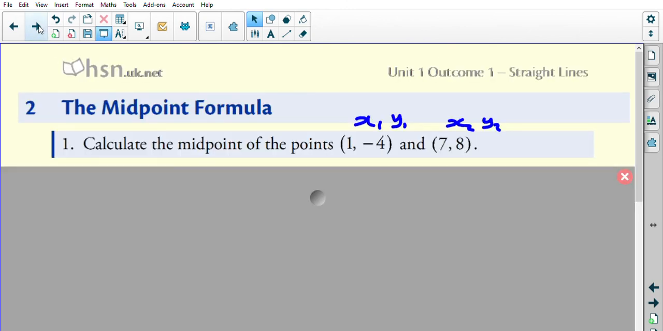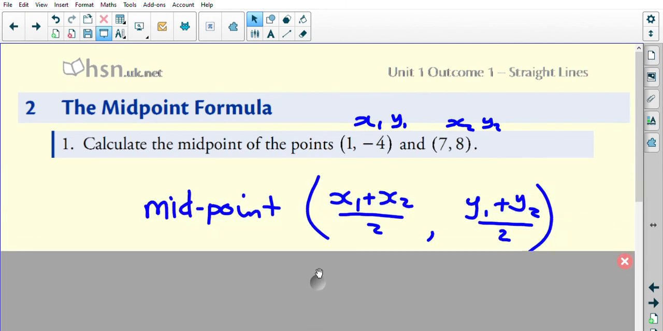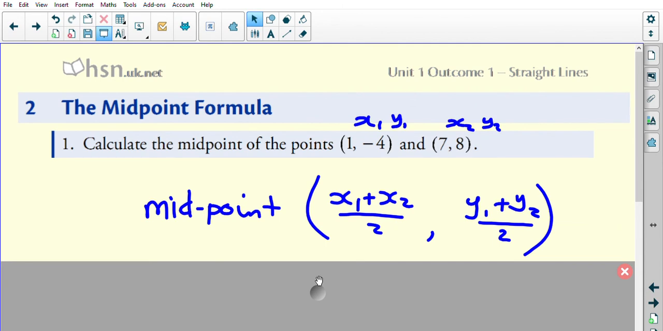So we're going to calculate the midpoint of the points 1, -4 and 7, 8. Okay, first thing we do is we always label these coordinates. So we're going to call this our first one, x1, y1, and we're going to call this second coordinate x2, y2. And then we're going to work out the midpoint. So the midpoint, okay, we have this neat formula here. So the x coordinate will be x1 plus x2 divided by 2. The y coordinate will be y1 plus y2 divided by 2.